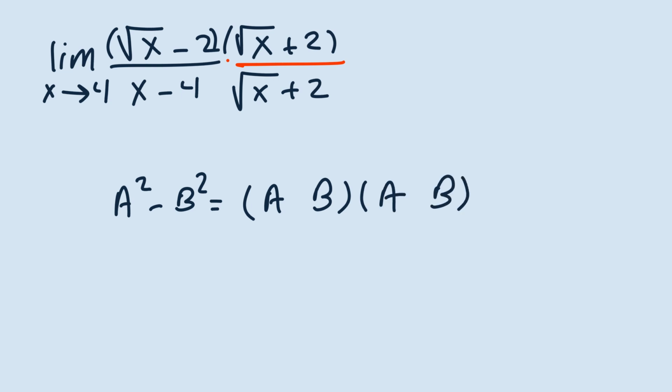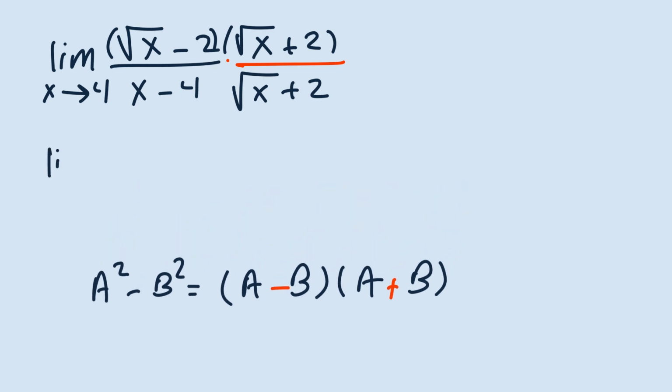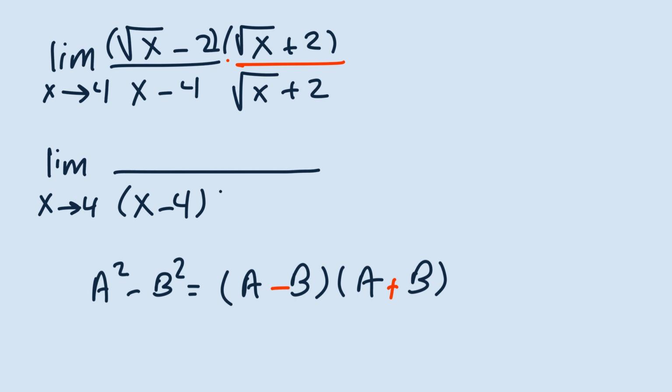One parenthesis will get the minus sign and one parenthesis will get the positive sign. And this is exactly what we are having here. So now these two parentheses will return to their original state. So we can rewrite the question like this. We will have limit as x approaches 4. In the denominator we have x minus 4 and square root of x plus 2. On the numerator we have the difference between two squares, which is square root of x squared minus 2 squared.